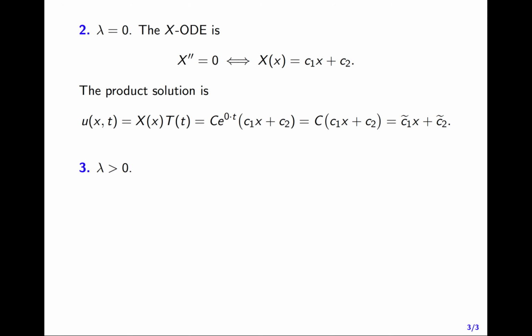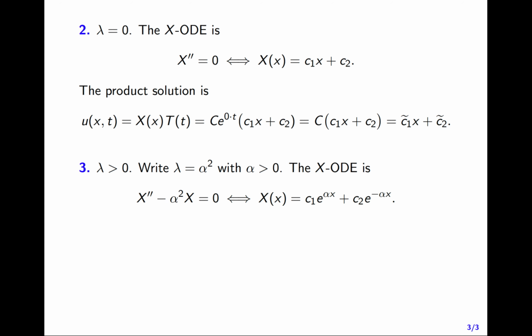And now let's look at the case lambda is greater than 0. Lambda is positive. So it'll be convenient for me to write lambda equals alpha squared with alpha positive. And then the x ODE is big X double prime minus alpha squared big X equals 0. Alpha is positive, so this tells me from ODE theory that big X of x is c1 e to the alpha x plus c2 e to the minus alpha x. And since alpha is positive, these are real exponentials.